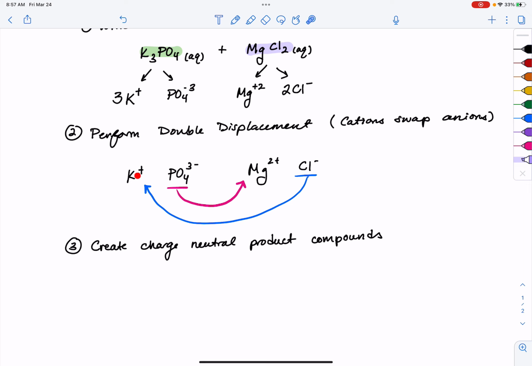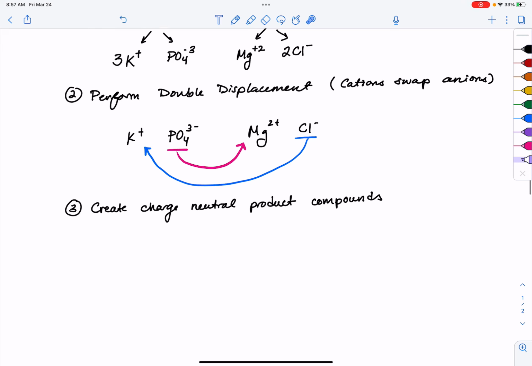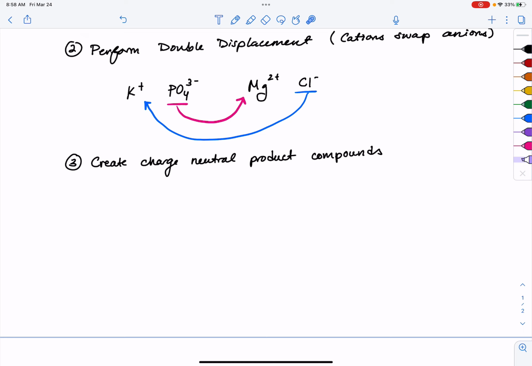Meaning I need to couple potassium and chloride and magnesium and phosphate in whole number proportions that make the total amount of positive charge in the compound equal and opposite to the total amount of negative charge. So let's look at potassium chloride. So this is going to form. Potassium has a +1 charge and chloride has a -1 charge, meaning if I were to need to make a neutral compound that is composed of potassium and chloride ions, this would be KCl in a 1-to-1 ratio.